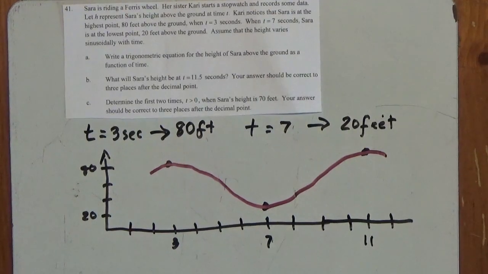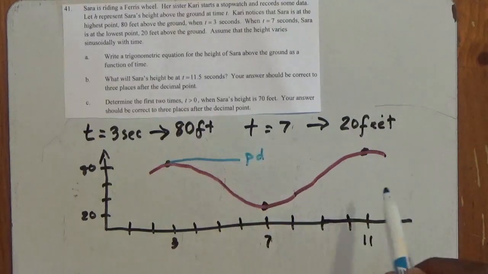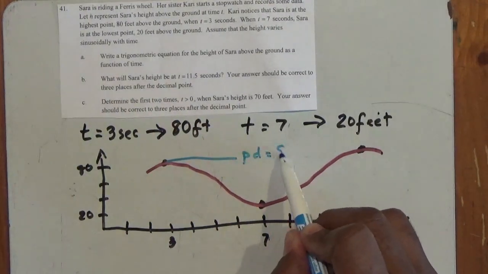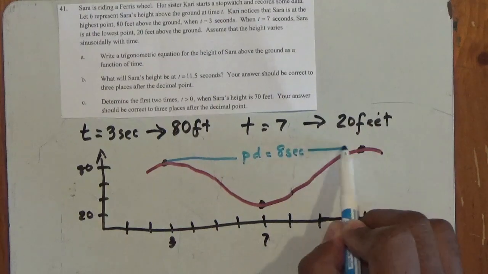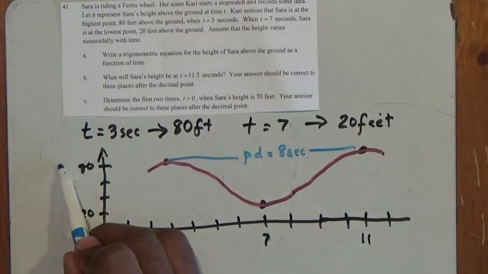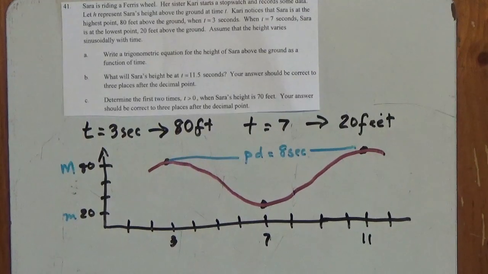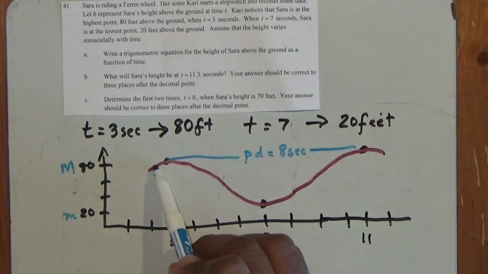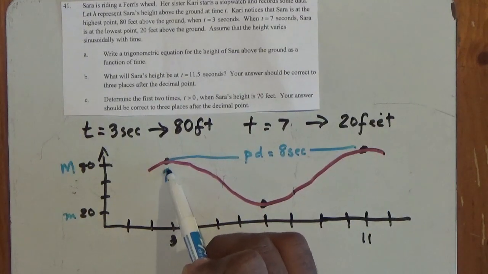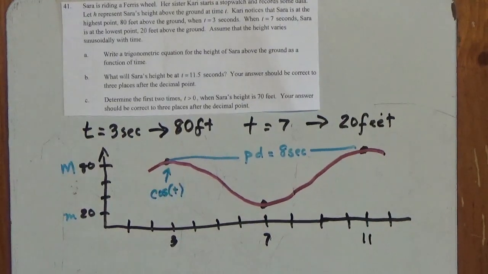If we go from high to high, we can see that our period is equal to 8 seconds. Our max, big M, is 80. Our small m is 20. Right away we can see that we're going to make this a positive cosine function.